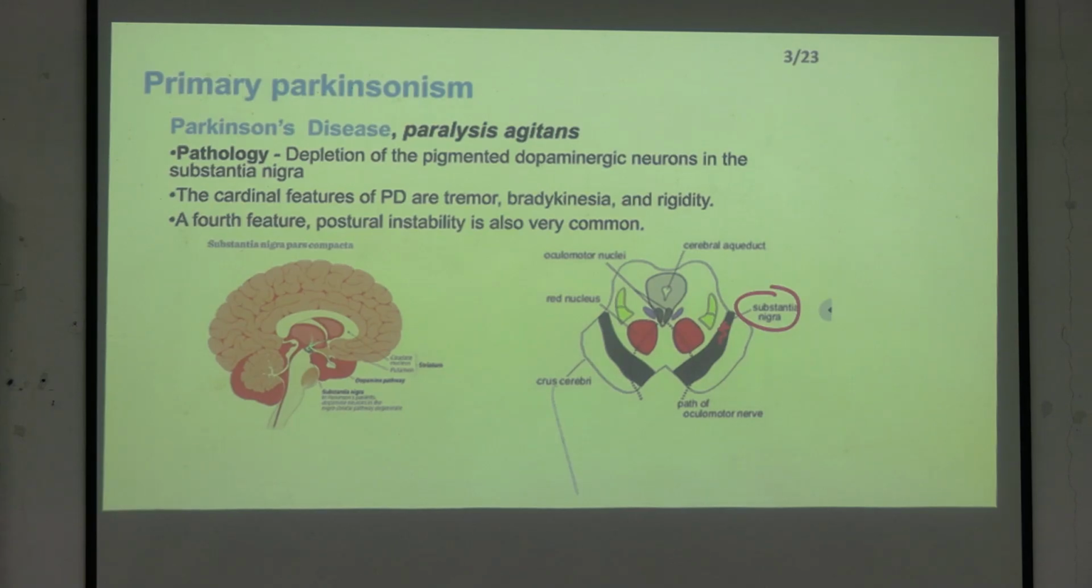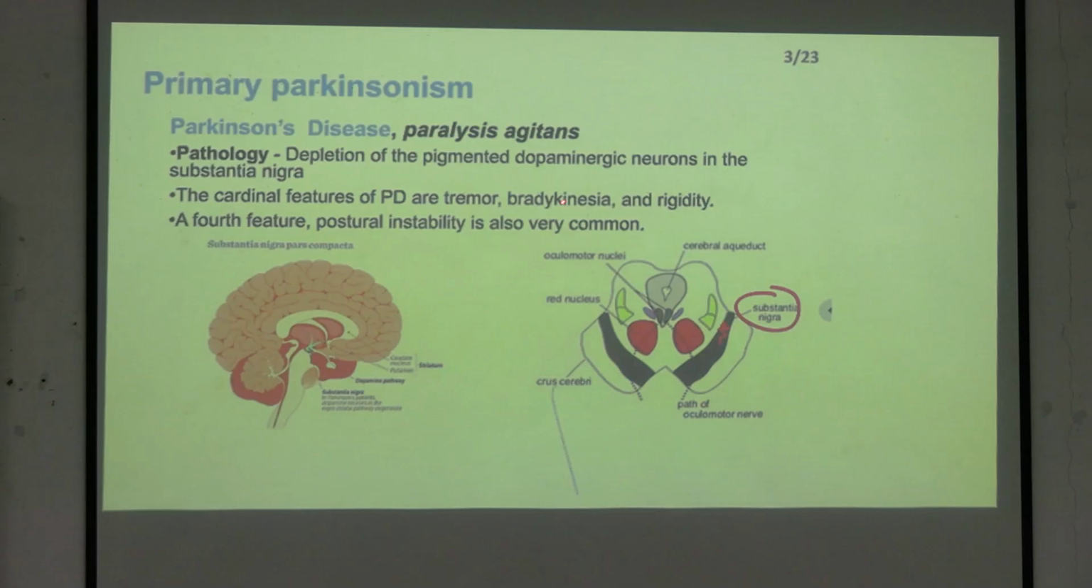Now, Parkinson's is a primary Parkinsonism; maybe secondary Parkinsonism will come later. But what I have described, Parkinson's disease, is the primary Parkinsonism. It is also called paralysis agitans. Pathology is depletion of the pigmented dopamine neurons in the substantia nigra. The cardinal features of Parkinson's disease are tremor, bradykinesia, and rigidity. So, these three are very important.